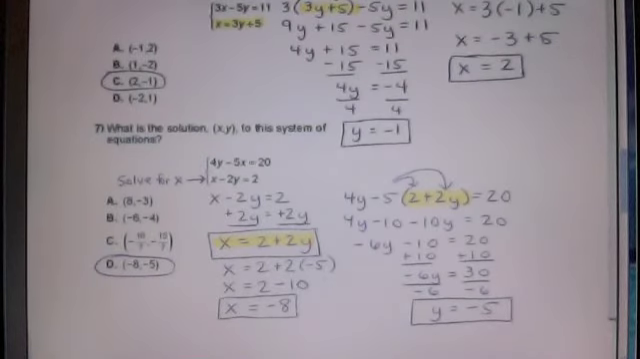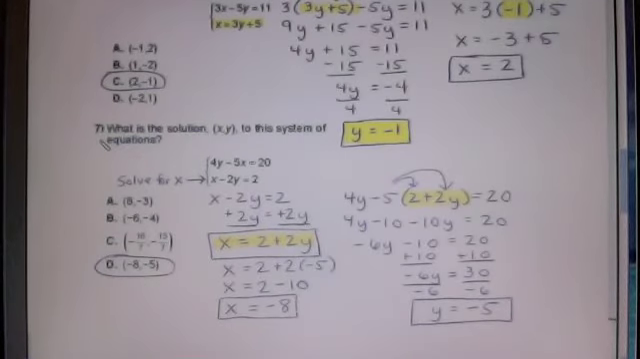Now that I know that y is equal to negative 1, I'll take that value and substitute that into the second equation in the place of y, which I've done here. So I have x equals 3 times negative 1 plus 5. Use your regular order of operations to solve, you get x equals 2. So if x is 2 and y is negative 1, that matches with choice C.